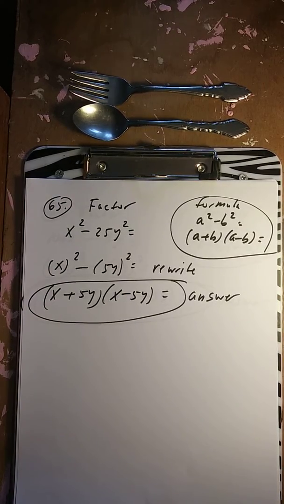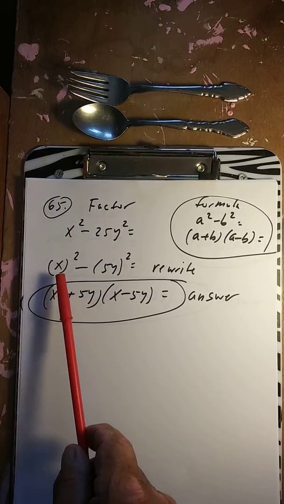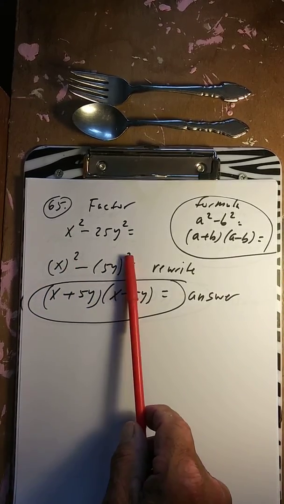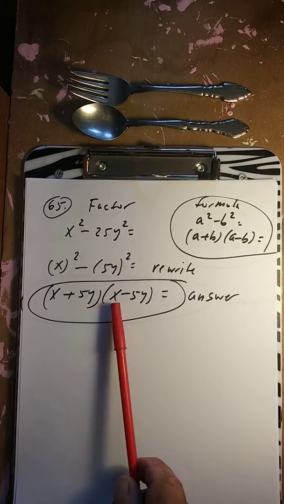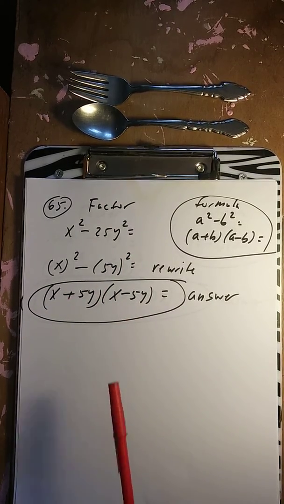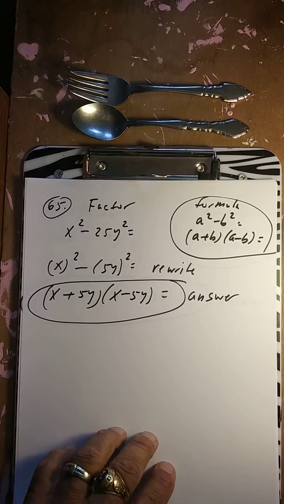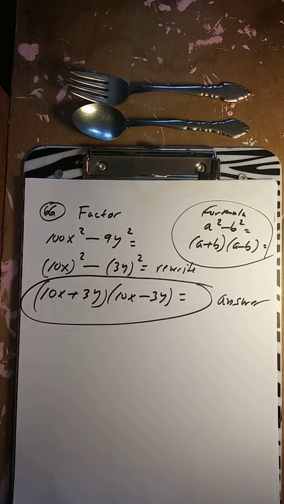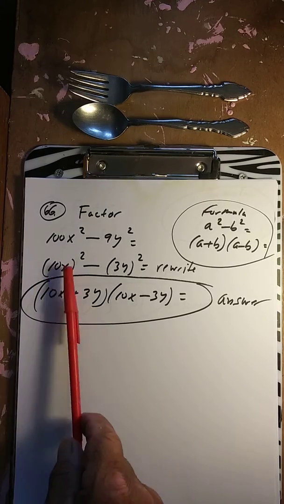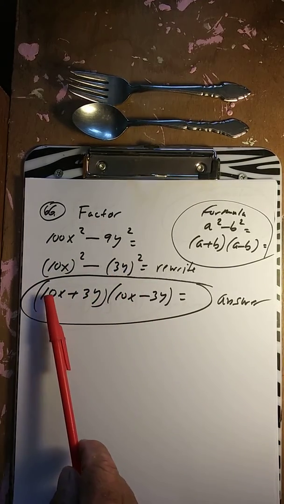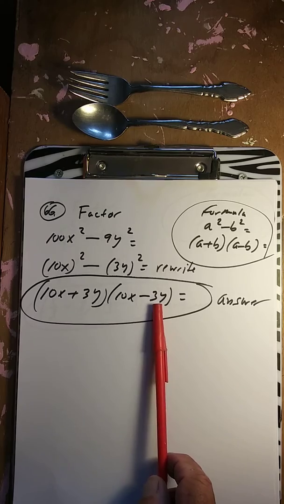Another difference of squares, x squared minus 25y squared. So rewrite it, x squared minus 5y squared. So that's going to be x plus 5y, x minus 5y. That's it, we're done. Factor 100x squared minus 9y squared. Rewrite it, 10x squared minus 3y squared. 10x plus 3y, 10x minus 3y. That's the answer, we're done.